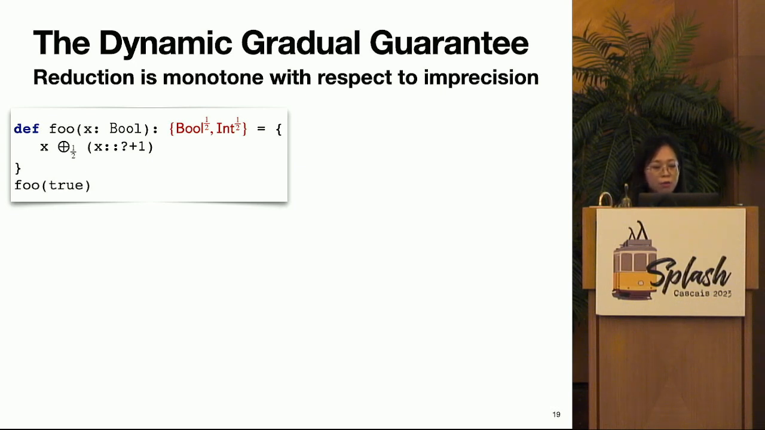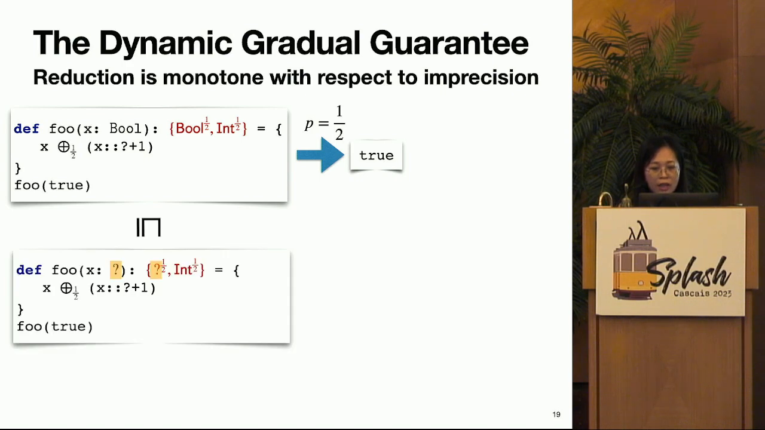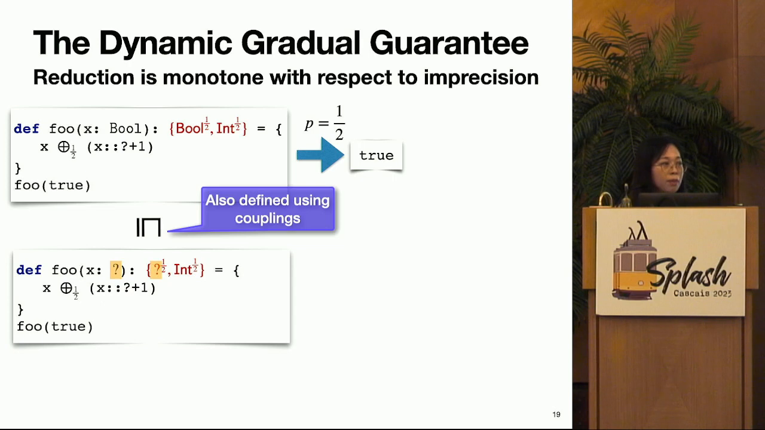If you have a function foo, which reduces to true with half probability, and if you take a less precise version of the program, it should always also return a value according to the gradual guarantee. But in this case, this could reduce to the same probability, but to an error.